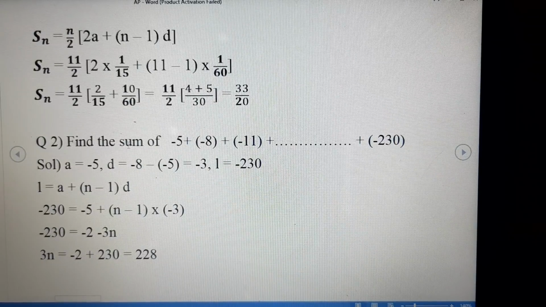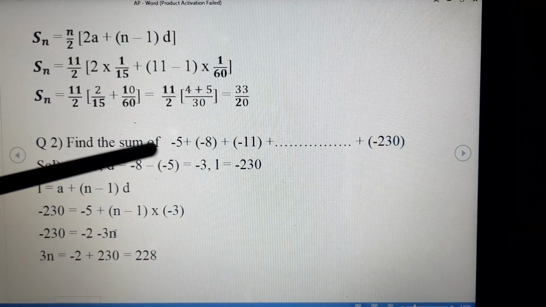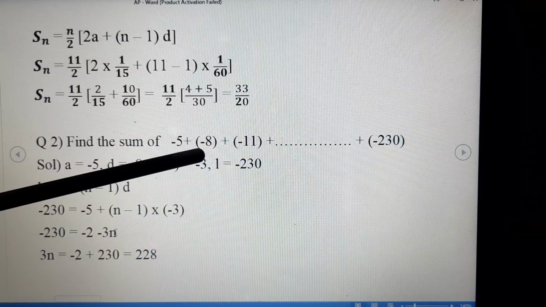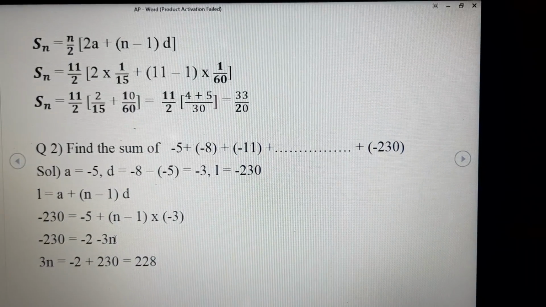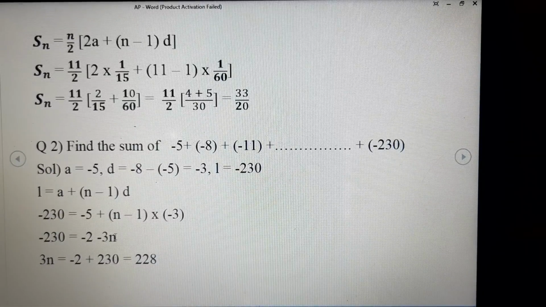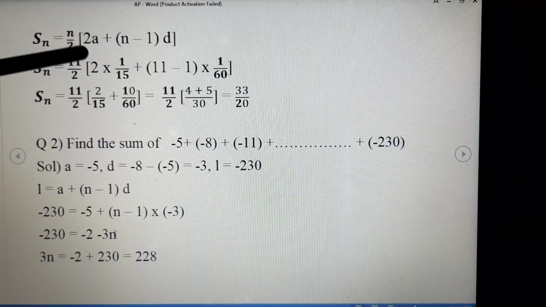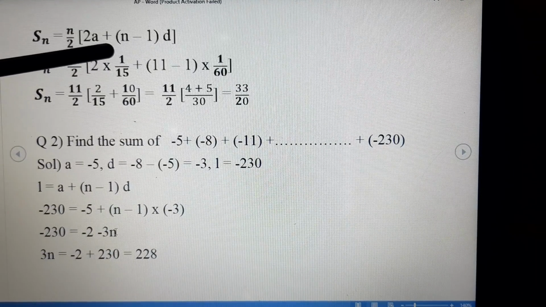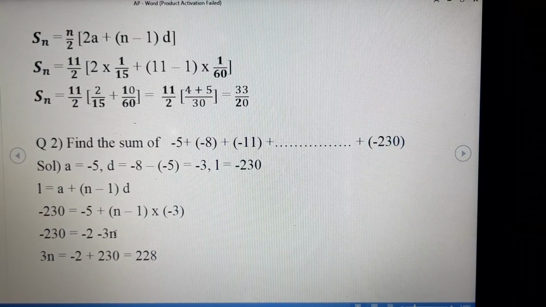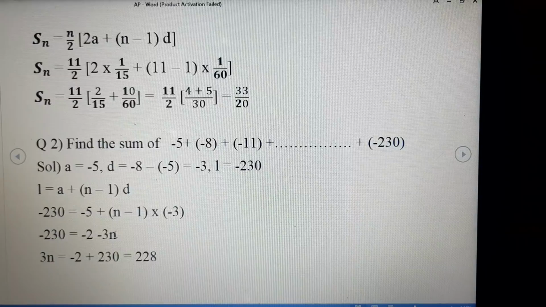Next question, find the sum of this series. Here you can see that the first term given is minus 5, the second term is minus 8, and instead of the number of terms, they have given minus 230 as the last term. So we are not supposed to apply this formula. We will not apply n upon 2 into 2a plus n minus 1 into d, because we do not know how many terms are there. Directly we cannot apply this formula.